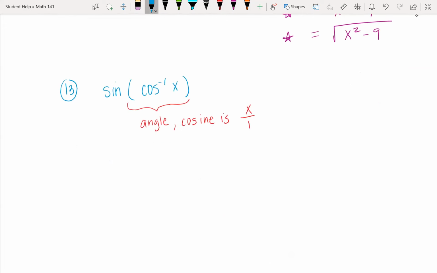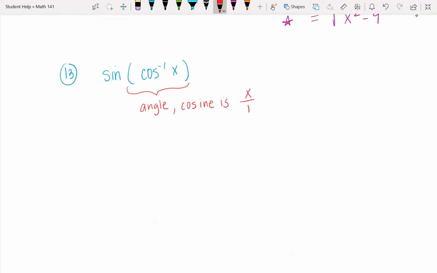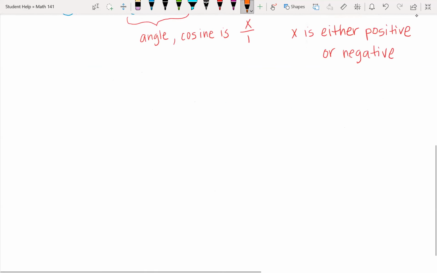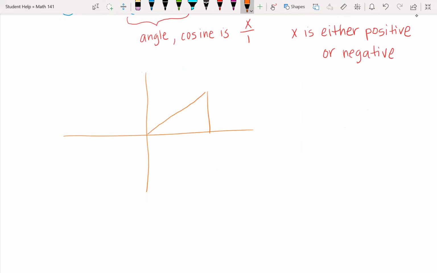So similar to the problem we just had, we'll draw a picture. The only difference is we don't know if x is positive or negative. It could be either. So we've got to take a couple different options into account. So in my picture, I'm going to account for cosine being positive, which would be in the first quadrant, or cosine being negative, which would be in the second quadrant.